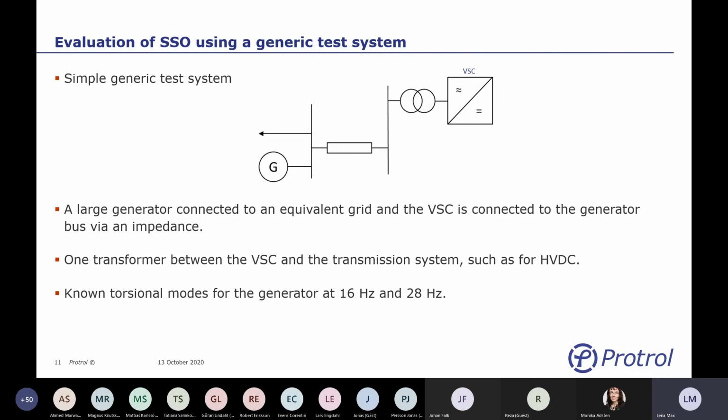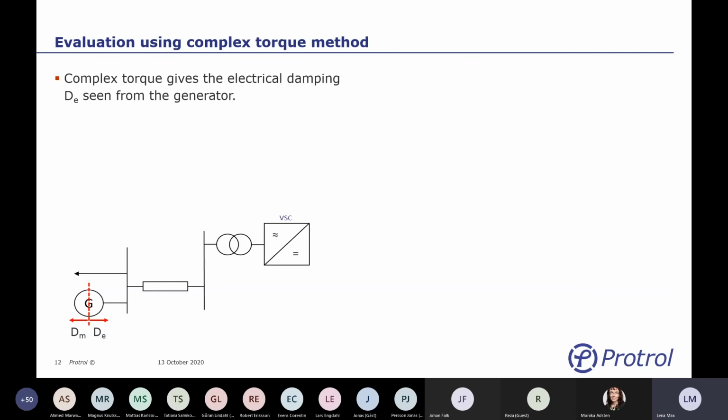We have known torsional modes for the generator at 16 Hertz and 28 Hertz. And the purpose of this system is to evaluate the test methods and have an illustration of the possible results using the different methods. If we start using the complex torque method, we will get an electric damping seen from the rotor of the synchronous generator. It should be compared to the mechanical damping, and if it's negative, there is a risk of oscillations. For the torsional modes, we know that the damping is very low and can be assumed to be 0.